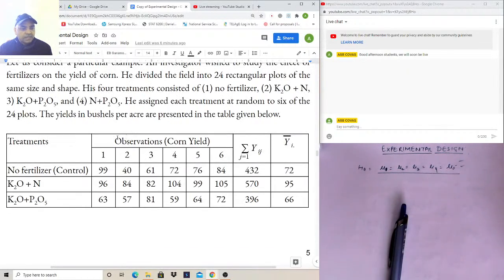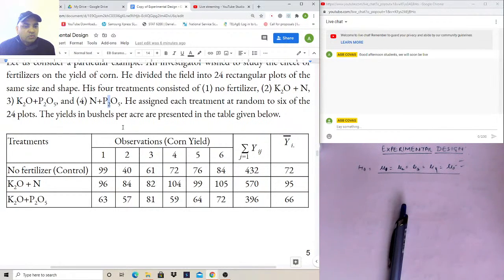4 treatments, out of which one is control. In one simple field he sows the corn and takes the yield, so no fertilizer has been given in the first group. Then in the second group he provided potash and nitrogen. Then in the third group, potash and phosphate. And in the fourth group, nitrogen and phosphate fertilizer. So he assigned each treatment at random to 6 of the 24 plots.